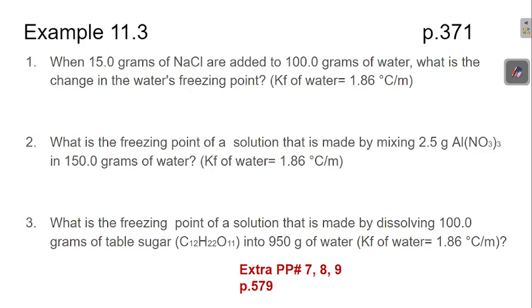Number 2, what is the freezing point of a solution that is made by mixing 2.5 grams of aluminum nitrate to 150 grams of water? The freezing constant of water is given to you. Number 3, what is the freezing point of a solution that is made by dissolving 100 grams of table sugar, the formula is given to you, into 950 grams of water? The freezing constant for water is given to you. Let's break this down and see how this is done.